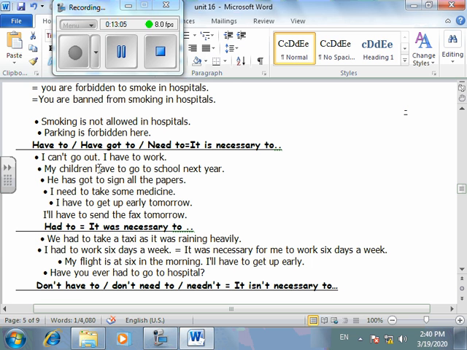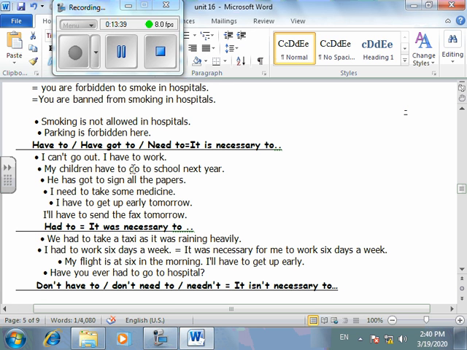What about have to, have got to, and need to? Yes, they are the same, like using must. Equal, it is necessary to do something. I can't go out. I have to work. Or you can say, I must work. But the difference between must and have to is what? Yes, must is a personal feeling of obligation, but have to is an external feeling of obligation. Someone tells you you must do it or obliges you to do it.